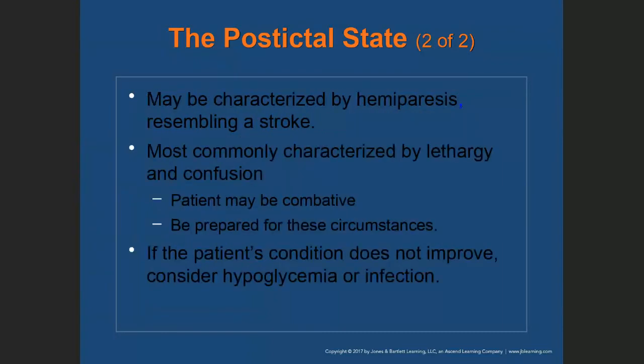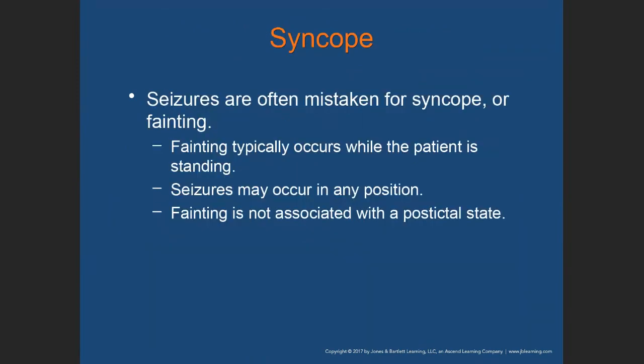Now, the postictal state may be characterized by hemiparesis resembling a stroke, so they can show signs and symptoms of a stroke during this phase. Most commonly it is characterized by lethargy and confusion. The patient may be combative. Be prepared for these circumstances. If the patient's condition does not improve, consider hypoglycemia or an infection.